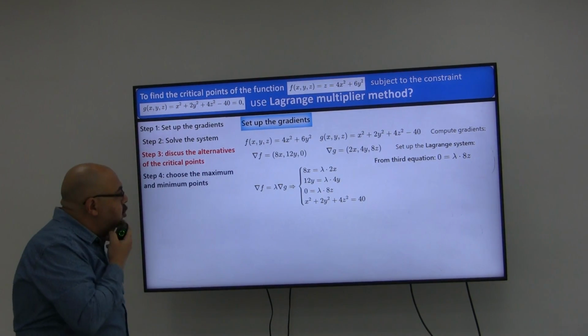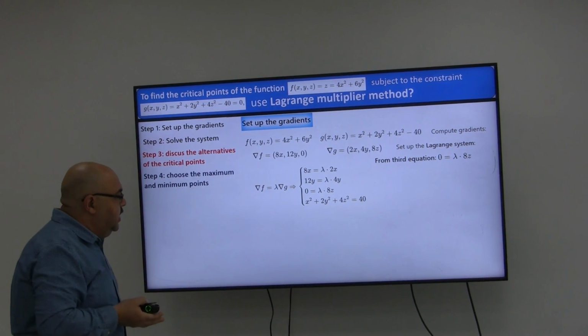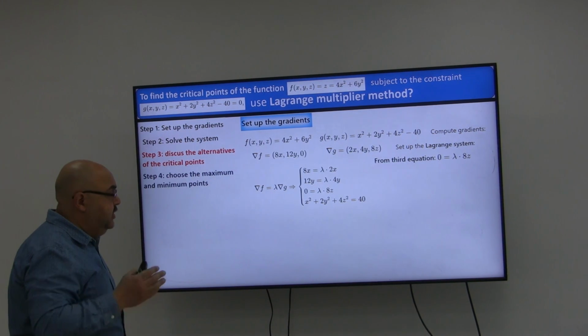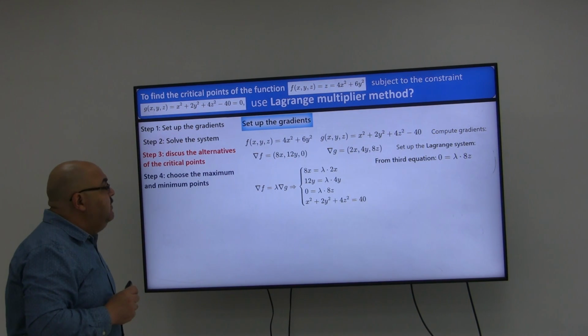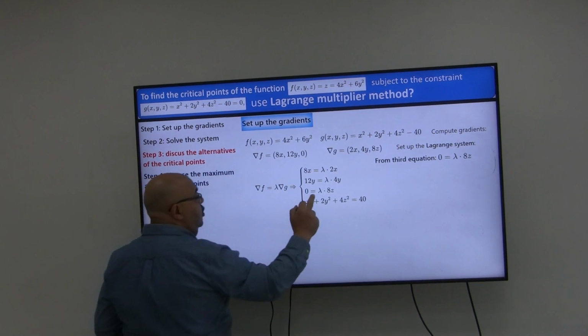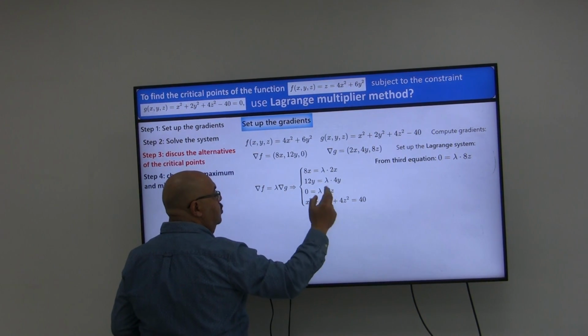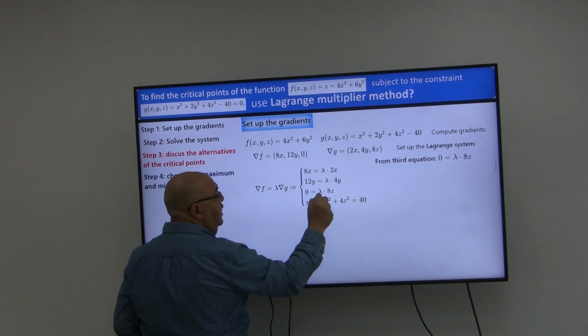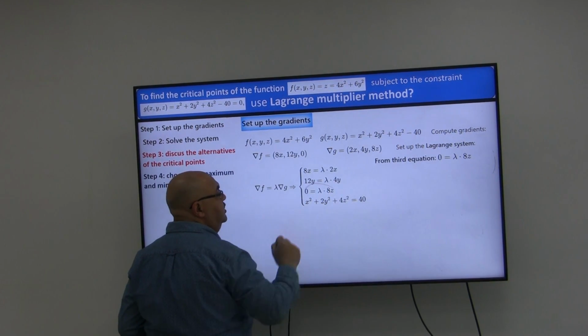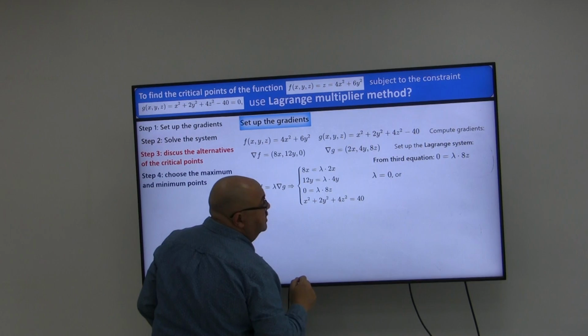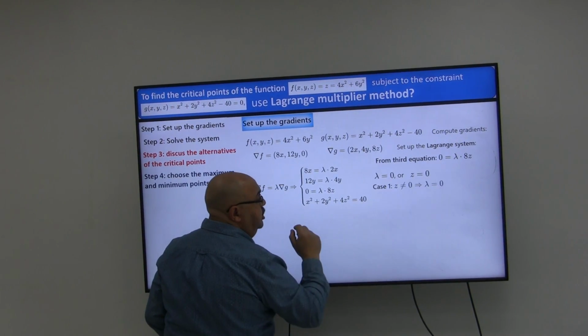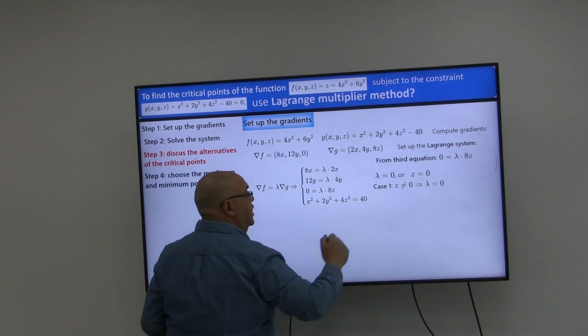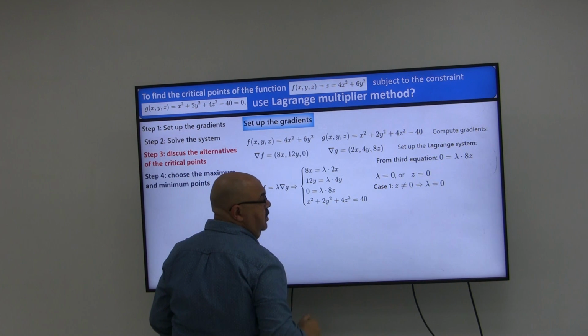Okay, I will need to look at the simplest cases that I have for the simplest equation. I believe the third one is really very obvious. You have 0 equals lambda times z, which means you have two alternatives. Either lambda is equal to 0 or z is equal to 0. So from the third equation, you will have these two cases: lambda is equal to 0 or z is equal to 0.